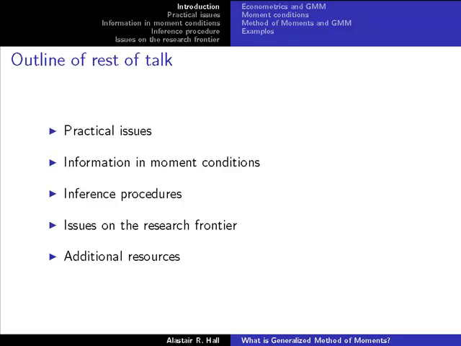Briefly mention some inference procedures that have been developed within this framework that can be employed. And then I thought it might be useful just to mention some of the issues that are being actively researched by econometricians at the moment. So topics on the research frontier, to give you an idea of the directions in which this kind of body of work is going. And then finally, just to mention some additional resources and to recap what's already been put on the web page for the talk.